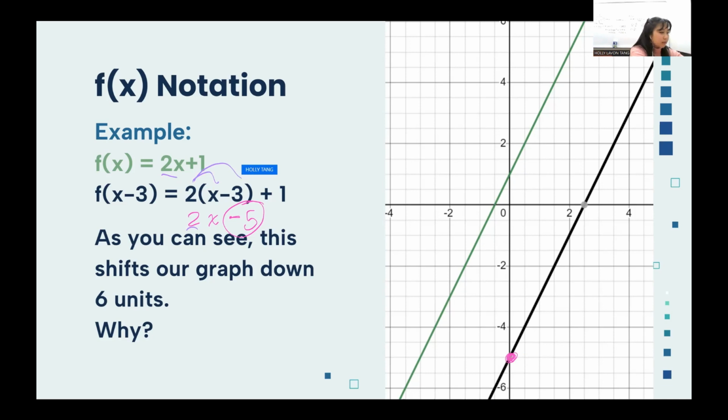What we did with our second FOIL is we got 2x, right? And we've got negative 6 plus 1. So these combine into our negative 5, right? But all we did technically is we moved that intercept down this many units that we FOILed earlier. All right, we'll just keep that in mind. Hopefully that makes sense. And then we'll go ahead and move on to the next step.